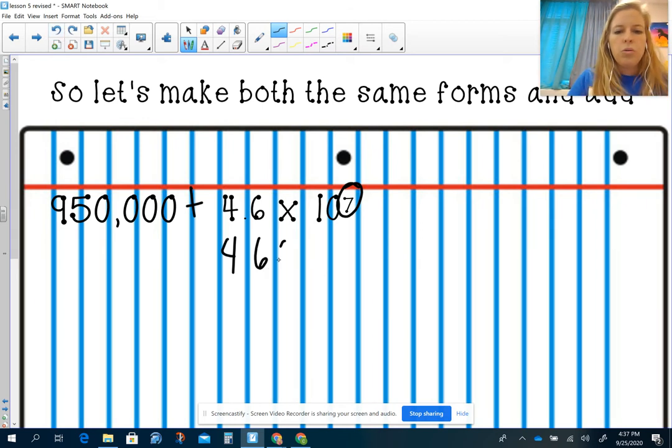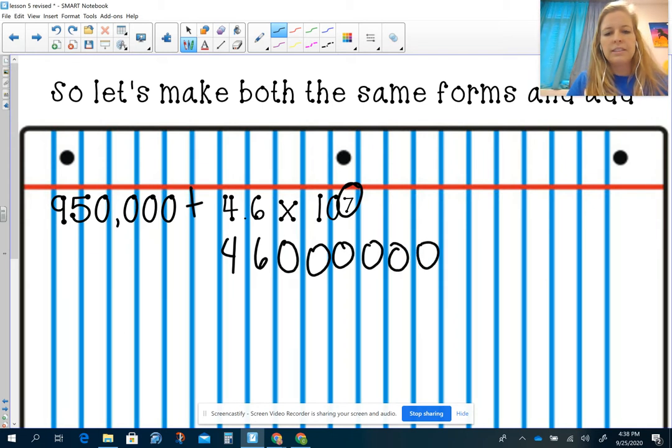1, 2, 3, 4, 5, 6, and there's my 7, so my 6. And if I need to double check, 1, 2, 3, 4, 5, 6, 7. I always double check because I make mistakes often. Now look how each number has a happy little home. I do this because on day 2, when we subtract our borrowing, I want to make sure we're lined up the right way so we have less chance to make mistakes.